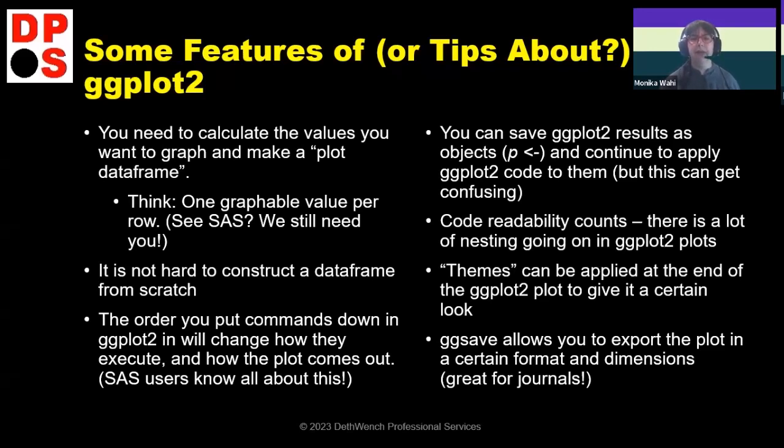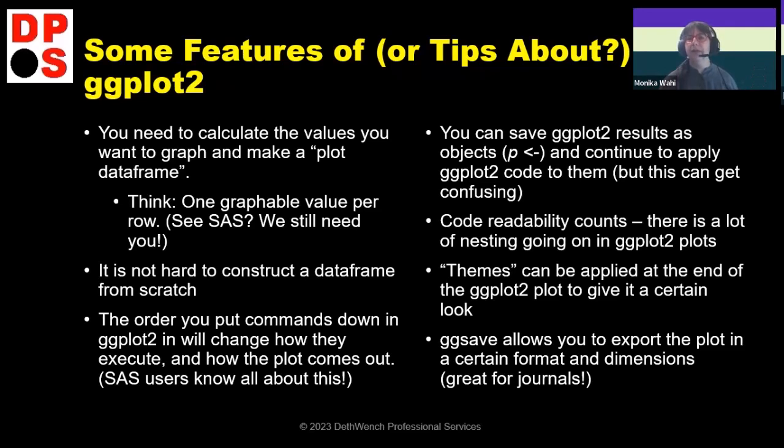Also, the order you put commands down in ggplot2 will change how they execute. So remember that black and then cool colors. If I put another thing on top of that, it might screw up the colors, it might screw up the legend. So you have to, again, save often, save backups. SAS users know all about this. Also, you can save the ggplot2 results as objects in R. You can save it as P, or you don't have to call it P, but a lot of people do, for plot. And then they'll apply ggplot code to the P, like they'll say P plus error bar. But I don't like doing that because I get confused, so I try to build my code so you don't have to do that.